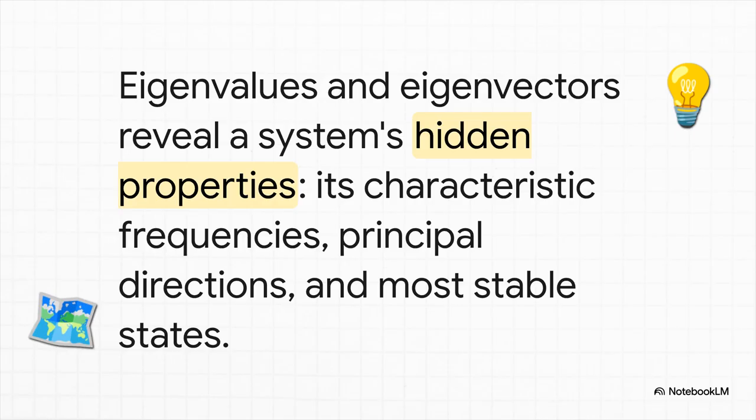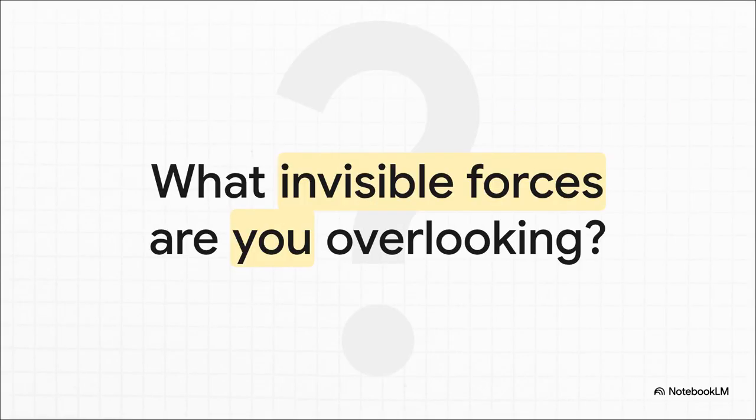From bridges to car stereos to finding oil deep underground, eigenvalues and eigenvectors are the tools we use to find the hidden inner workings of a system. They reveal its most critical, characteristic properties, the natural frequencies, the main directions of stress, the most stable ways it can exist. They literally make the invisible structure of a system visible. By finding these special directions, we can understand, predict, and engineer the world around us with an incredible amount of precision.